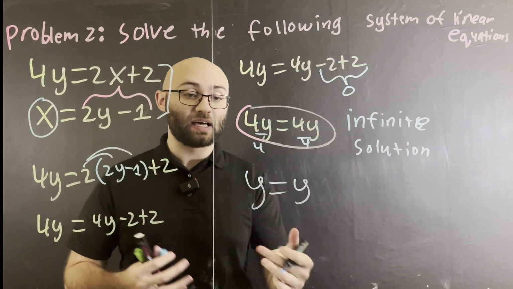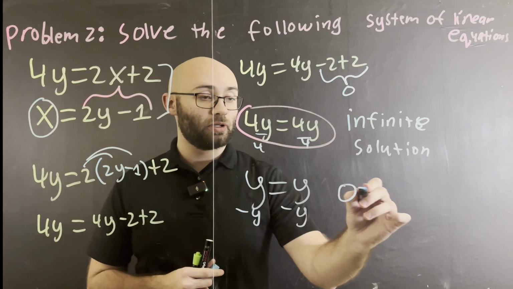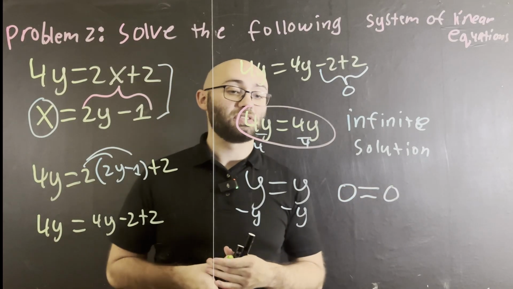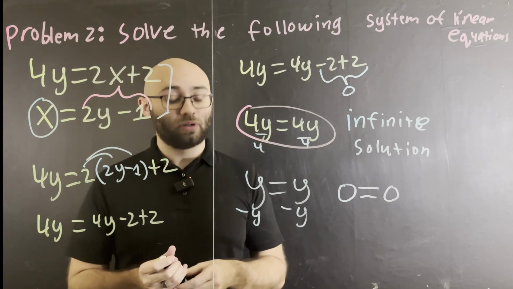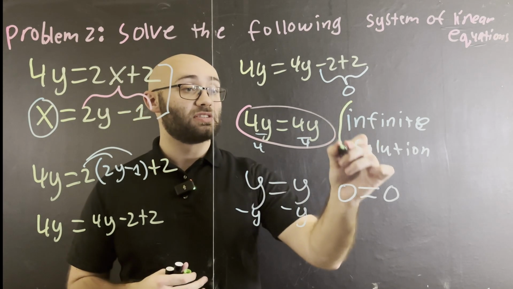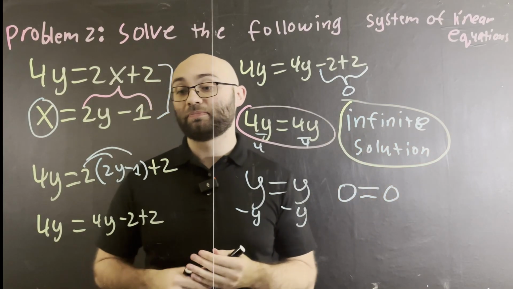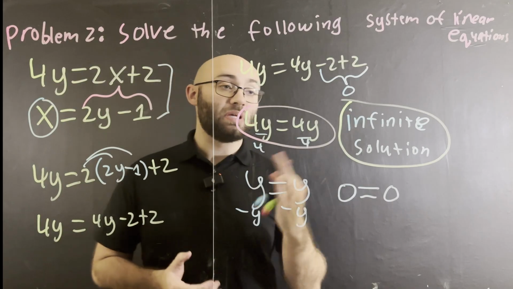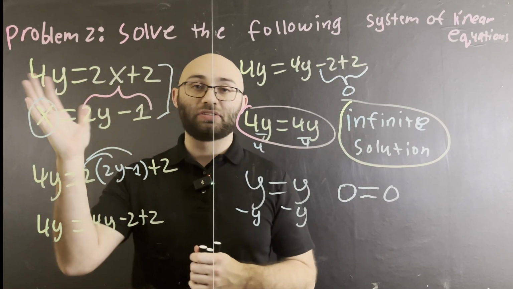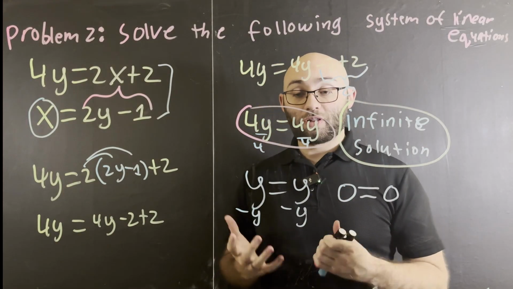If you're still not satisfied, we could subtract y from both sides, and we get 0 is equal to 0, which is completely true. So our answer would be infinite solutions. And when you're answering it on a test, you'd say all or infinite solutions. That is your solution. What that means is any number I plug in for x or y would make this equation true. With that being said, let's move on to our third problem.